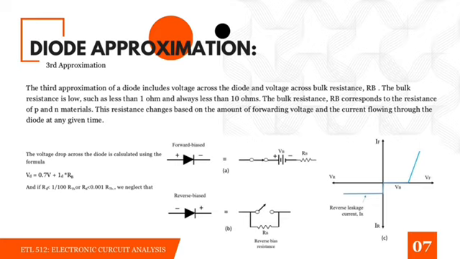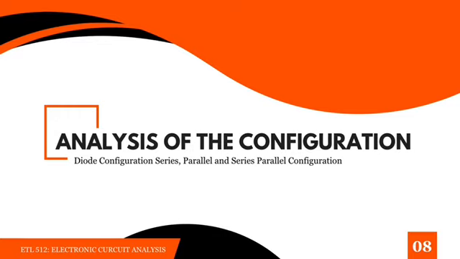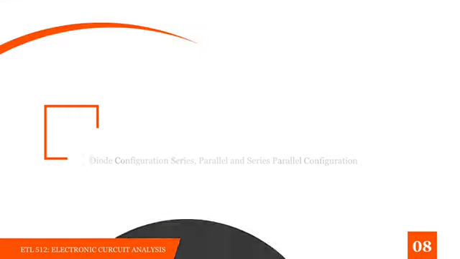The diagrams show that in forward bias, the diode can be represented as a voltage source of 0.7 volts in series with the bulk resistance, while in reverse bias, the bulk resistance is considered alone to account for leakage currents. The graph depicts the current-voltage relationship of the diode, where forward current increases sharply after the threshold voltage, and a small leakage current flows in reverse bias. This approach provides a more practical and realistic understanding of diode behavior in electrical circuits by including the internal resistance effect. Analysis of the diode configurations: series, parallel, and series-parallel configuration.